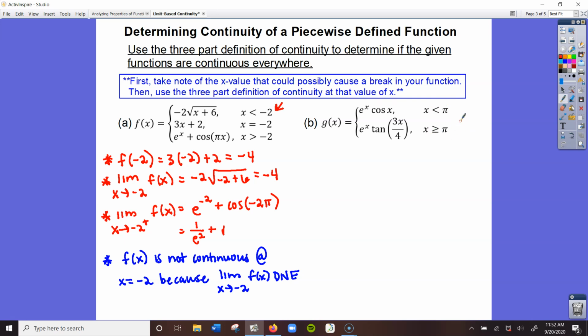So what I'm going to check first is to find that function value for when x is pi. So we're looking for g of pi. Again, now when I'm looking at my inequalities, I see that pi is defined on this second equation. So I'm going to go ahead and plug in pi into this bottom equation. And that would give us e raised to the pi times the tangent of 3 pi over 4.